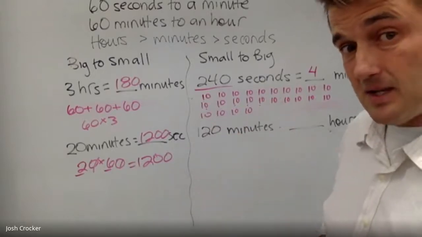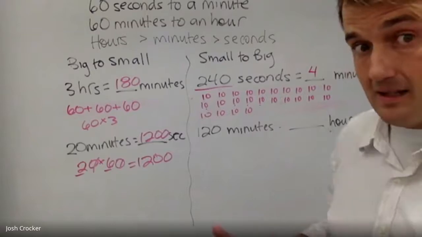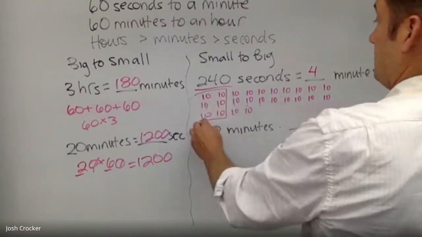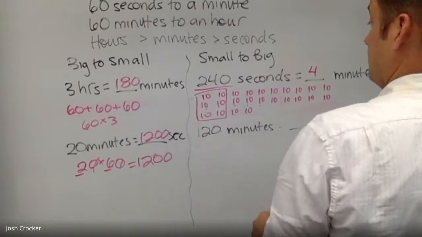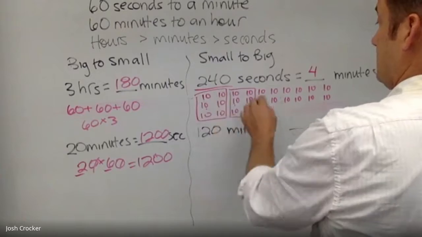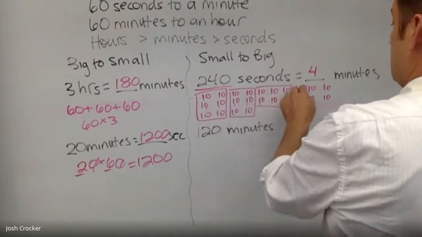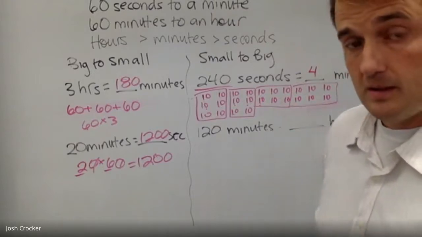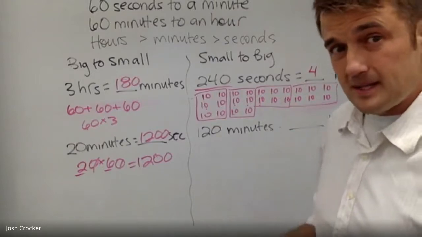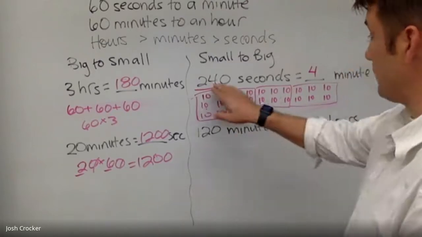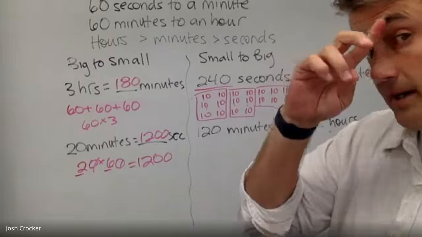And I did tens because I can also make groups of 60. So look, here's a group of 60. Here's a group of 60. Here's a group of 60. Here's a group of 60. I got 4 groups. So my answer makes sense. Okay, I'm pretty confident that 240 seconds makes 4 minutes.